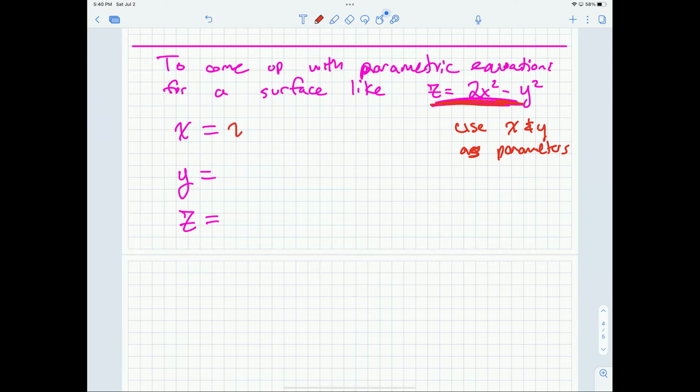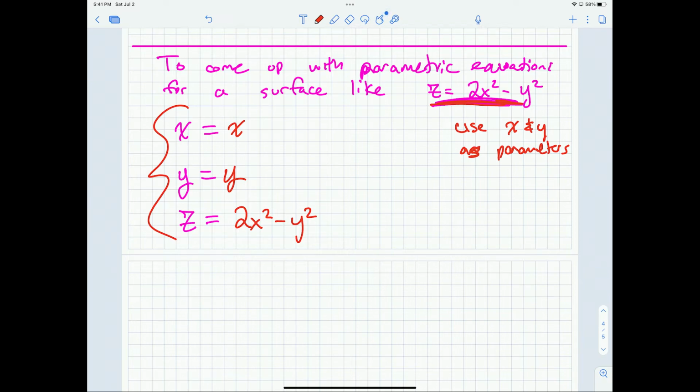That's all you have to do. Then x can just be x and y can just be y, and z is 2x squared minus y squared. And that's it. That's your parametric equations. So you actually didn't really do anything. You just said x is x, y is y, and z is what they said z was supposed to be. And that works, right? That is what I just did in GeoGebra a minute ago to come up with those parametric equations.